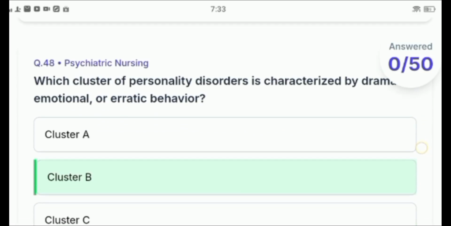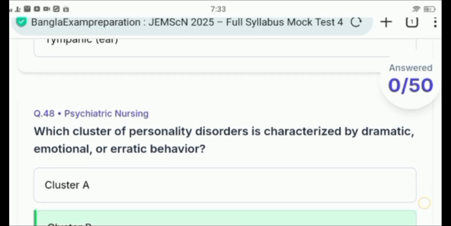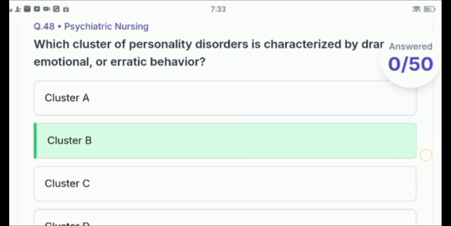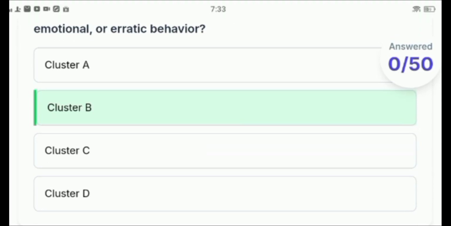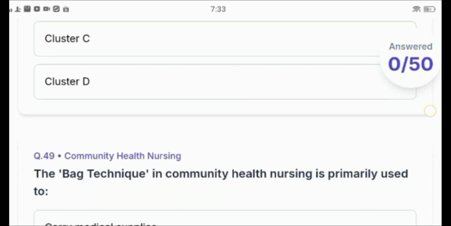48. Psychiatric nursing. Which cluster of personality disorder is characterized by dramatic, emotional, or erratic behavior? The options are A. cluster A, B. cluster B, C. cluster C, and D. cluster D. So the correct answer is cluster B.